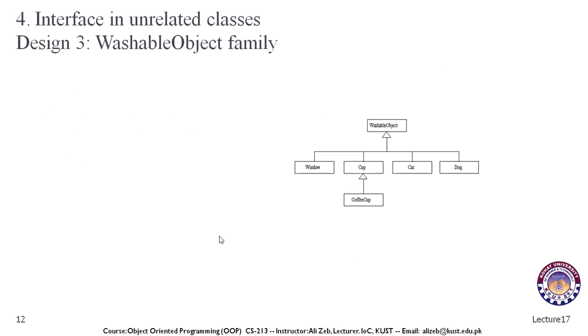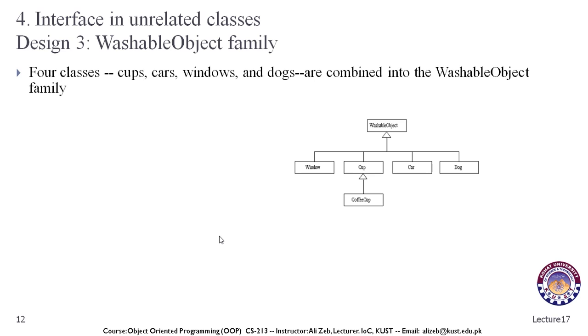Instead, we can use any object oriented technology. For example, in the third case, we have four classes: cups, cars, windows, and dogs, combined into the washable object family. So we have a superclass washable object, and all of these are now subclasses of the washable object. Although it does not make sense, since we can use polymorphism over here, let's see what should happen.